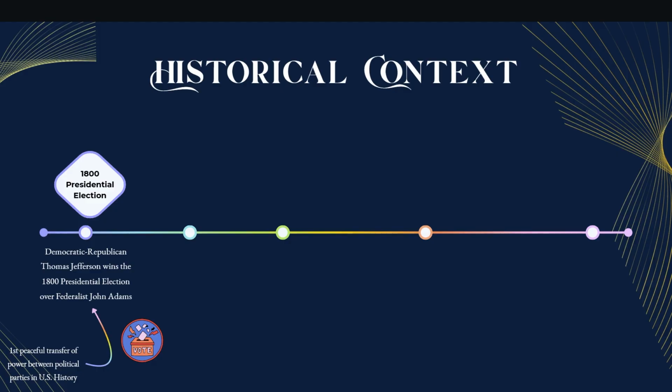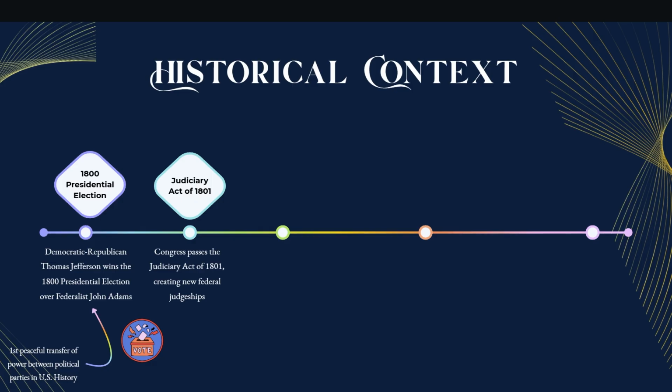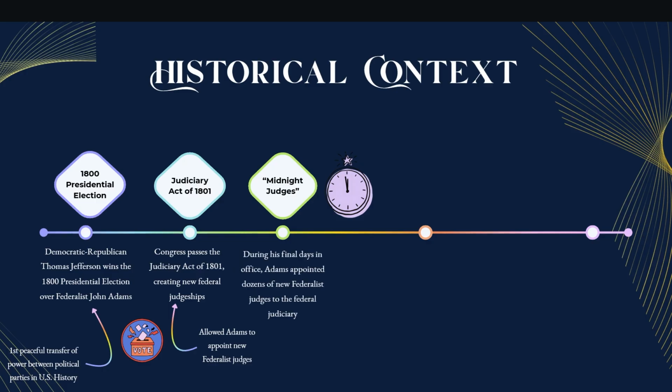As a result, he and the Federalist controlled Congress attempted to enact measures that would dilute Democratic Republican power in the central government prior to Adams leaving office. The Federalist-controlled Congress passed the Judiciary Act of 1801, which created several new federal judgeships. This gave Adams the opportunity to appoint new Federalist judges to the judiciary, which he took. During his final days in office, he quickly appointed new Federalist judges to these openings and signed their commissions. These appointments became known as the Midnight Judges.